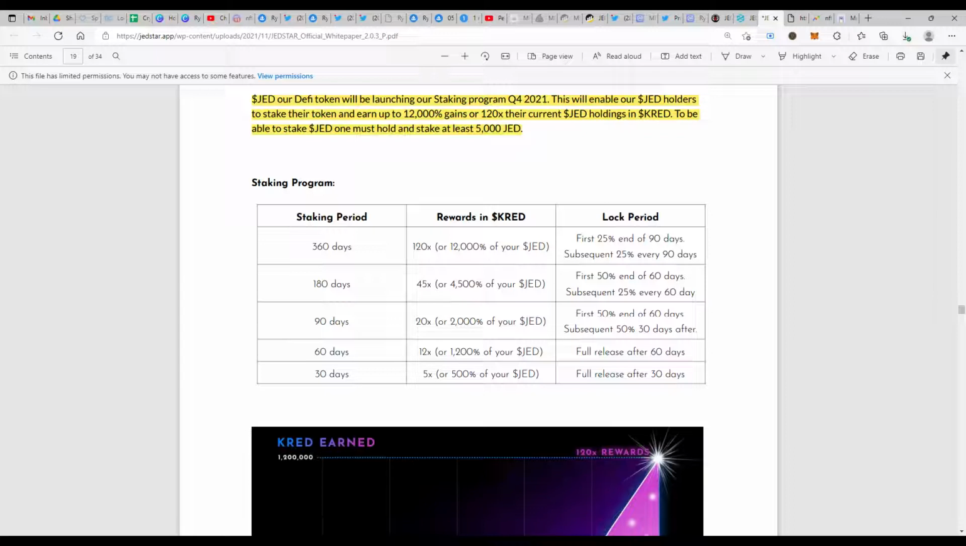Now for 180 days, it would be in 3 installments that you would be getting. The first one would be 50% at the end of 60 days, that's 2 months roughly, and the next 25% would be given to you in 2 installments of 60 days each. Now for 360 days, it's quite a longer period, and hence the rewards also would be distributed in subsequent installments of 25% every 90 days. The first one you would be getting from the date of staking at the end of 90 days, after which subsequently you would be getting rewards every 90 days.